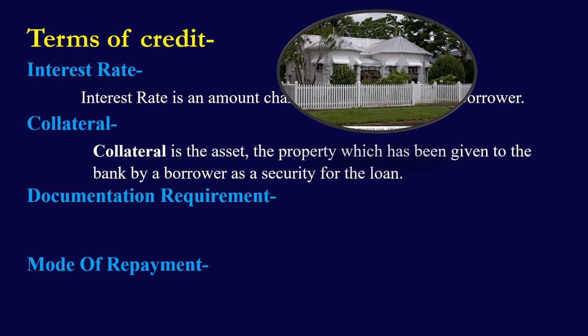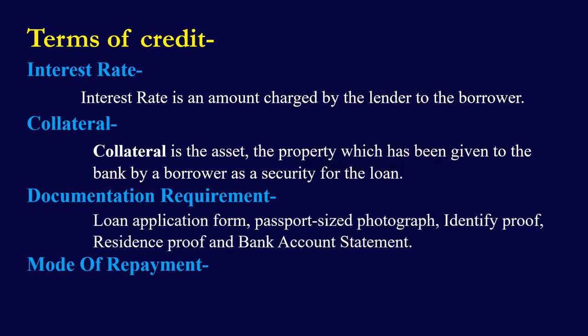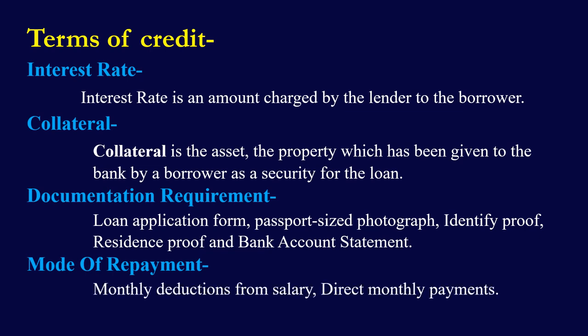Documentation requirement. Many documents are required for a loan, such as a loan application form, passport size photograph, identity proof, residence proof, and bank account statement. So these documents are required for a loan. And the mode of repayment. There are many ways in which one can repay the loan, like monthly deductions from salary or direct monthly payments in cash. Thus, the interest rate, collateral, the documentation requirement, and the mode of repayment together are called the terms of credit.